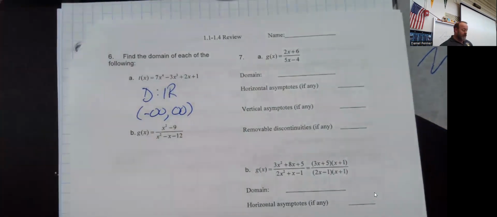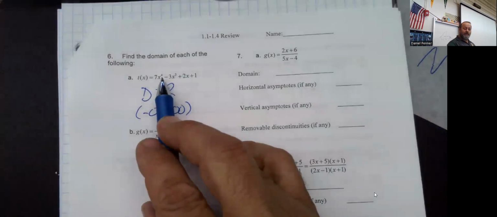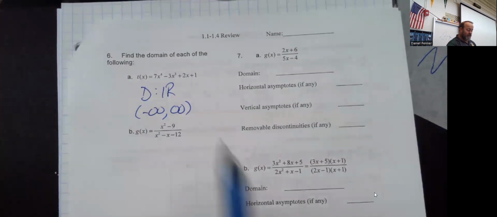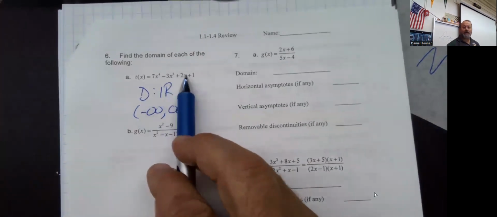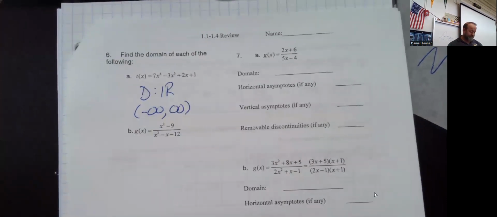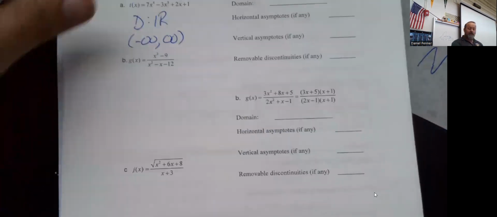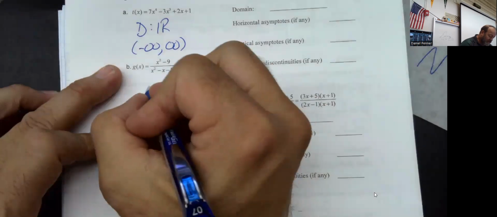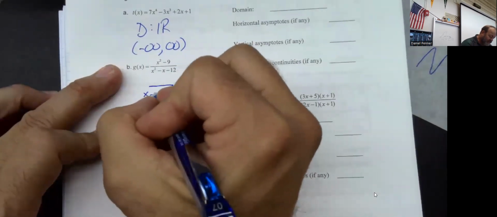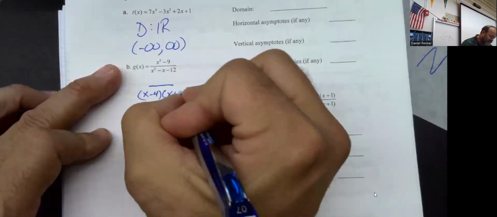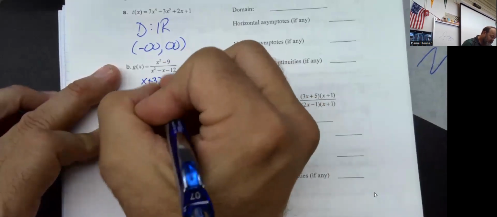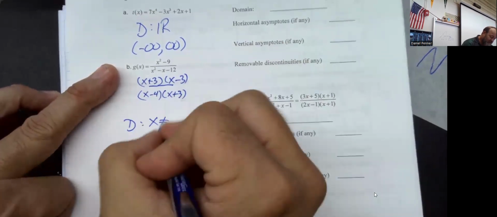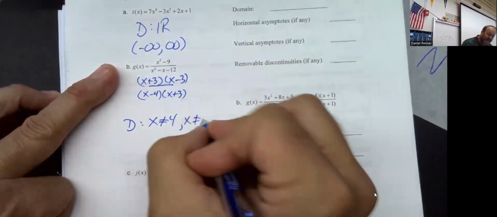Anytime you have a polynomial, it doesn't matter if it's x to the 4th, x to the 3rd, x to the 9th, you name it. Any nice set with whole number exponents, it's going to be all reals. But this is called a rational equation. And all of a sudden, we have the possibility that we may have divided by 0. So my domain is that x cannot be 4 and x cannot be -3.